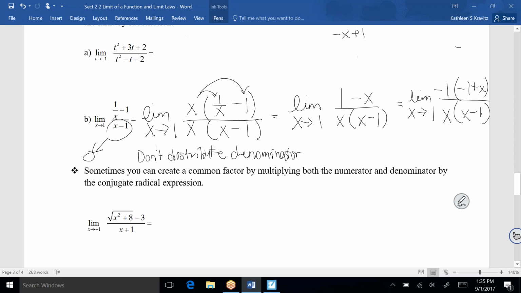And now we have a common factor that we can cancel because x minus 1 is the same thing as negative 1 plus x. These are exactly the same now, and we can cancel them. So now what we're left with is the limit as x approaches 1 of negative 1 divided by x. And now we can try to plug that 1 in again. And now when we do that, we don't have division by 0. We got rid of the problem. So now we have negative 1 divided by 1, which is equal to negative 1. So that's what our limit is for this problem.